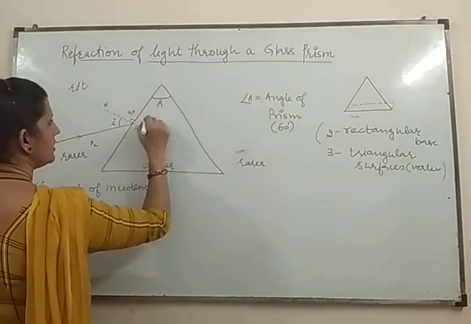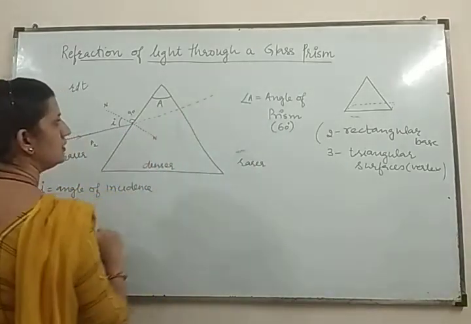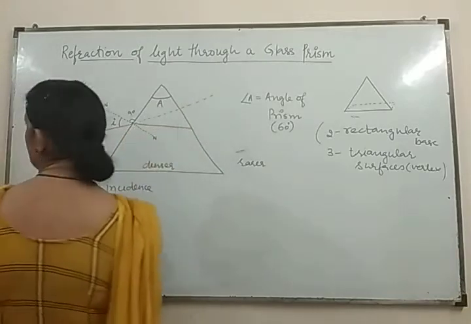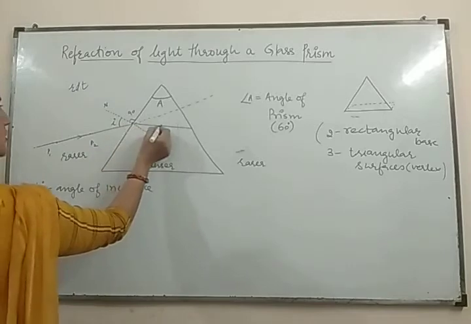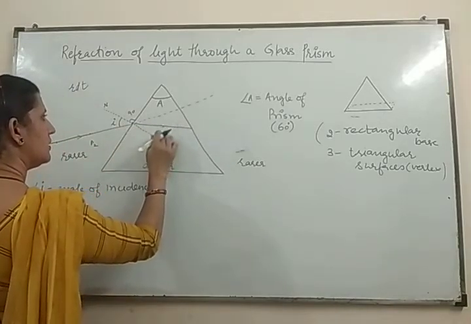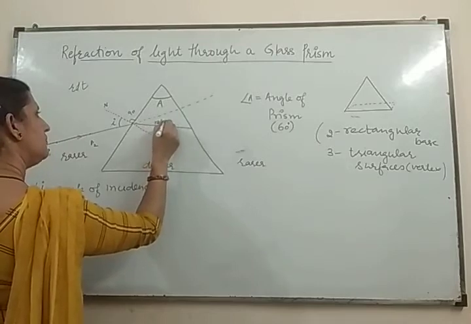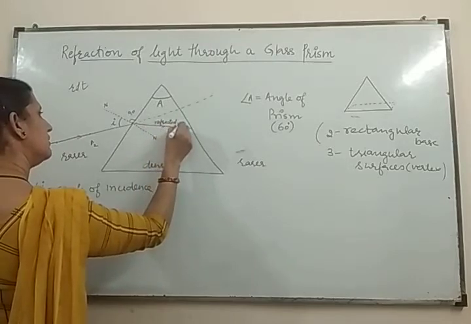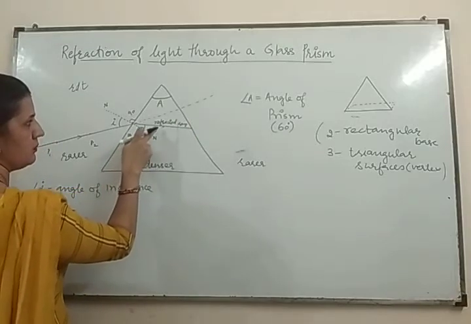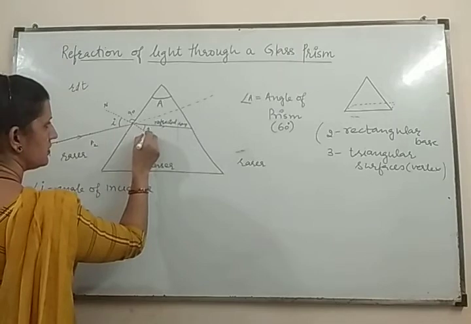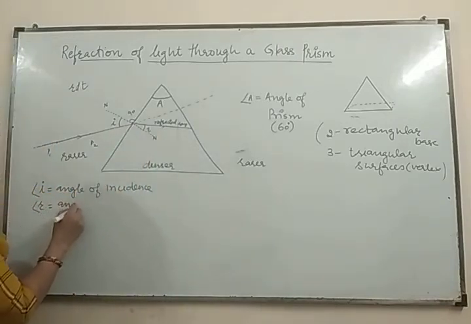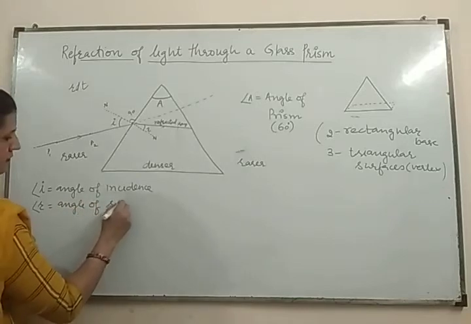The ray should have gone like this, but what happened? It bent towards the normal. So this is the refracted ray. The angle between the normal and the refracted ray is R. So angle R is the angle of refraction.